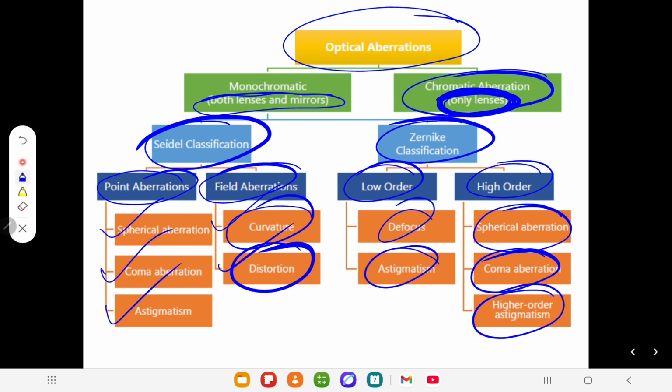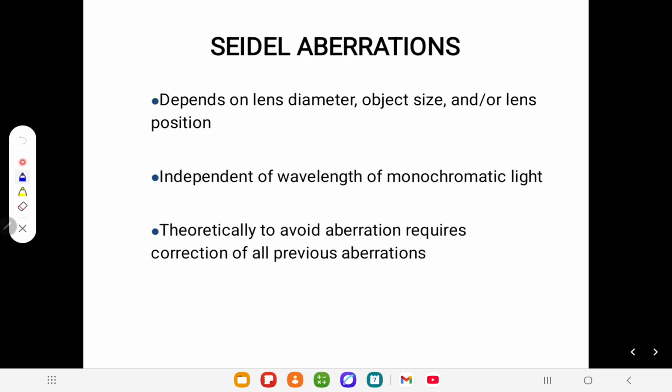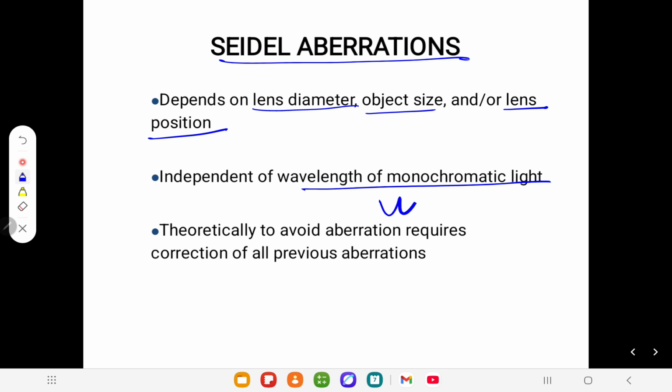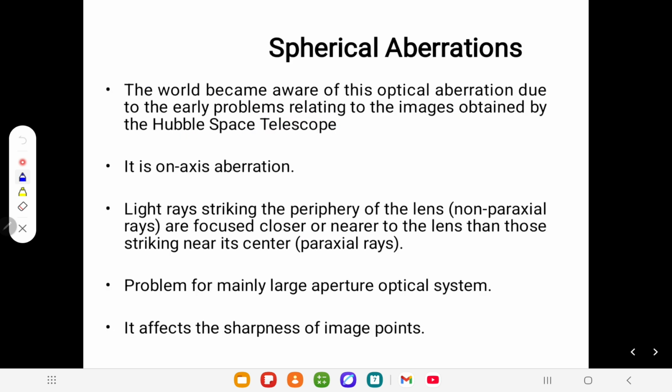After third order astigmatism, all are higher order astigmatism, and we're going to discuss Zernike polynomials in detail. Don't worry about it. Okay, let's move forward. Spherical aberration is very important. Spherical aberrations depend upon the lens diameter, object size, and lens position. It is independent of the wavelength of monochromatic light. It doesn't matter whether it's 400 or 700. It is going to happen there. Theoretically, to avoid aberration, we need to correct all previous aberrations, but let's not think about it now.